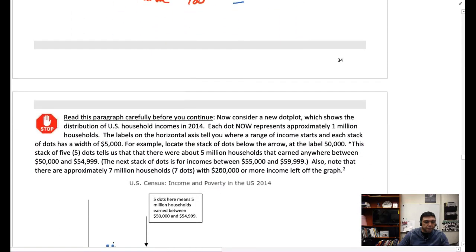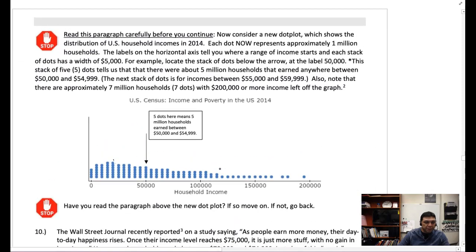Here's another example of a dot plot. This was a little bit more complicated because in this case, each dot means 1 million households. So notice again, dot plots are handy, but each dot can represent a different value. Make sure you're reading that. We'll pause. Okay, now that you've done reading that, let's see if we can answer some questions.